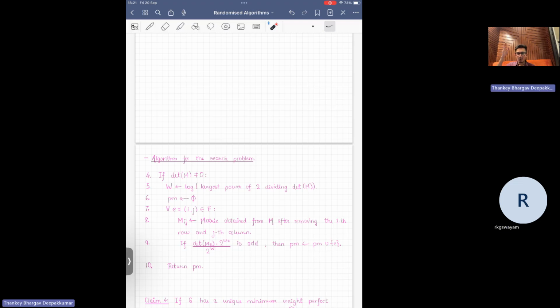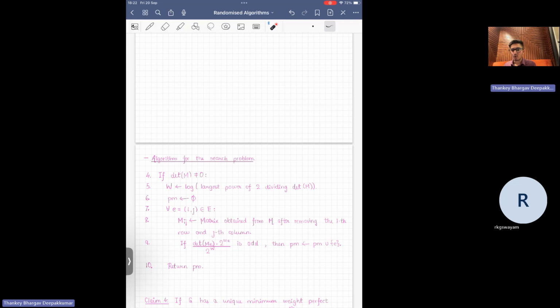Every column corresponds to a vertex in R, right? And every row corresponds to a vertex in L. So if I remove a row, I am removing a vertex in L. If I remove a column, I am removing a vertex in R. So rows and columns are symmetric. I could as well have said that every row corresponds to a vertex in R and every column corresponds to a vertex in L. So removing a row means removing a vertex from L, and removing a column means removing a vertex from R, right?